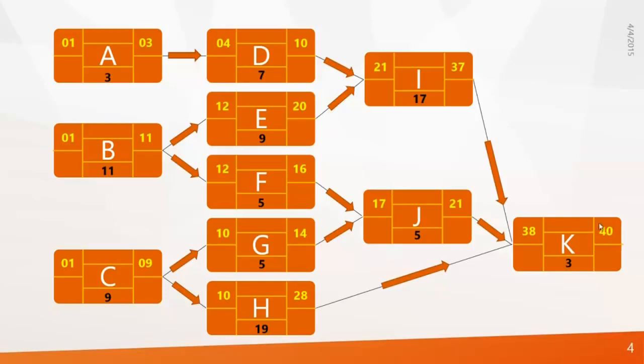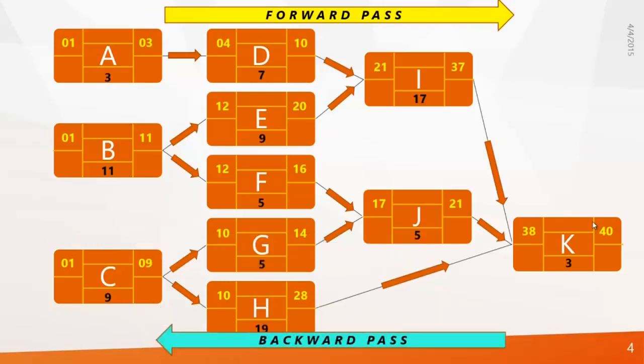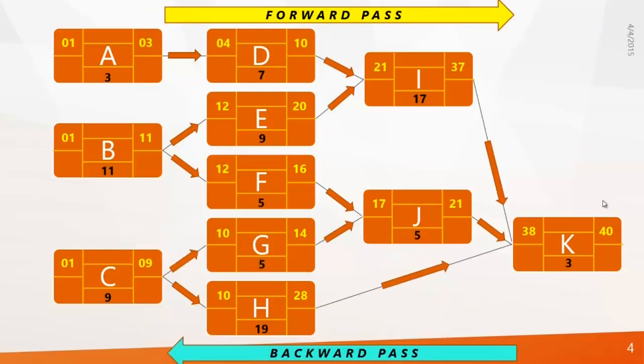Next, we need to find out the late start and late finish of all activities. This method is called the backward pass. So now we are going to do the backward pass. Let's assume there is no delay in this project and our client wants to finish it by 40 days. So the late finish becomes 40 days.